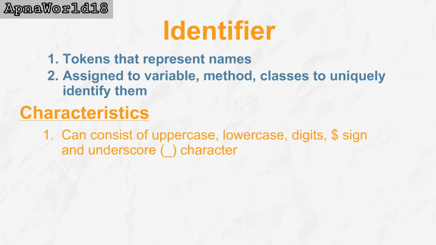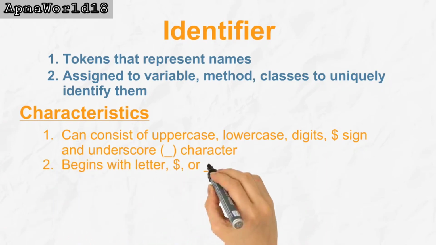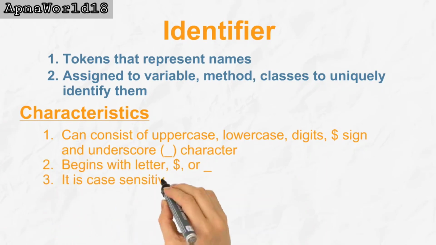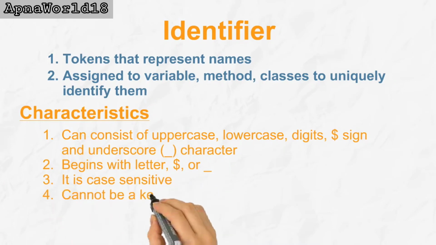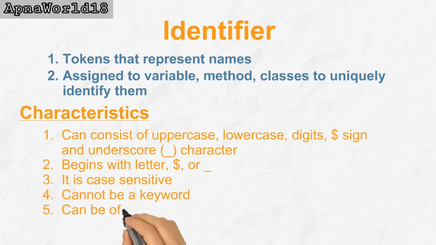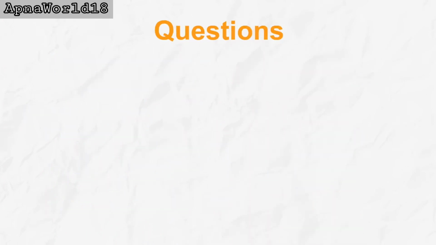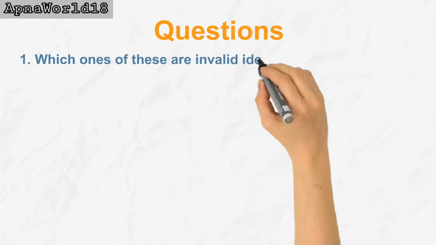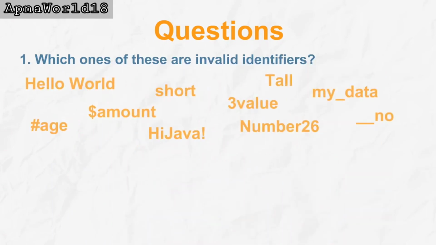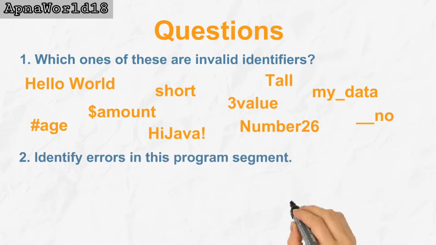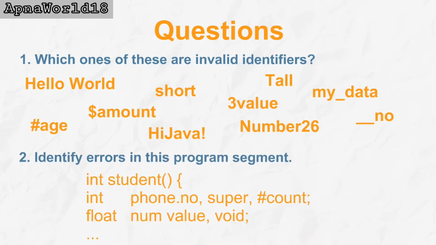It begins with a letter, dollar, or underscore. It is case sensitive. It cannot be a keyword, and it can be of any length. Let's look at some questions that can be asked on this. One of the questions that can be asked is to identify valid and invalid identifiers. Or you might be given a program and asked to identify errors in it and correct them.